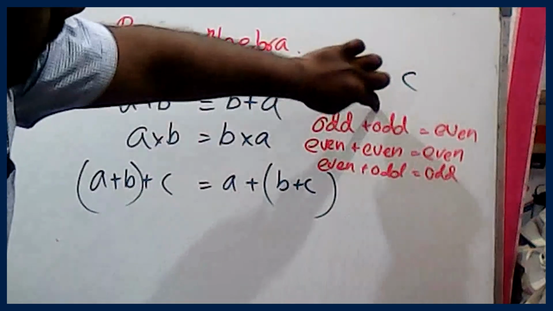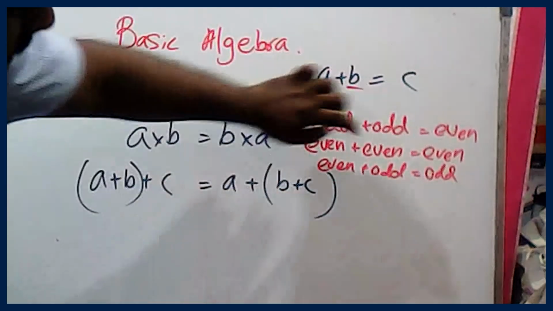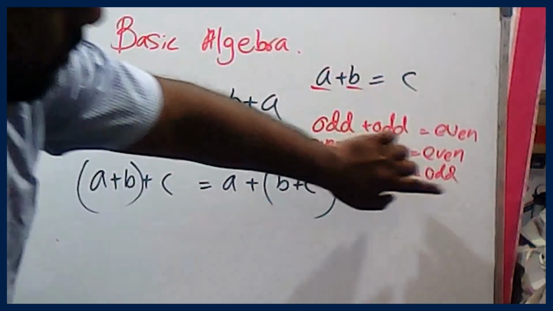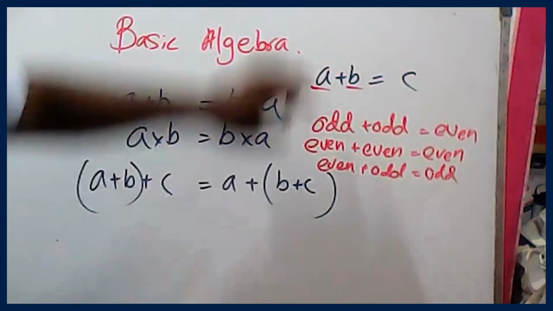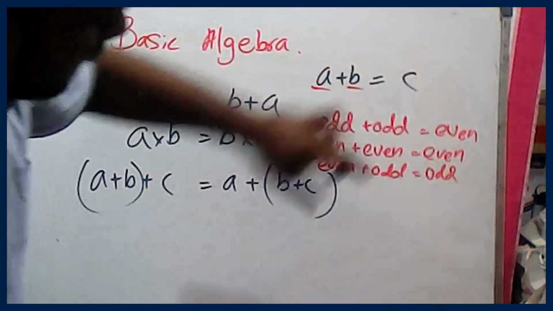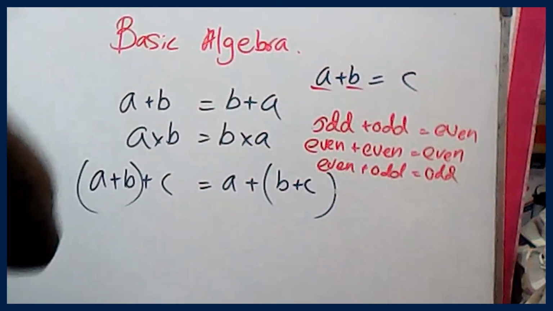Odd plus odd: 1 plus 1 is equal to 2. 2 plus 2 is equal to 4. 2 plus 1 is equal to 3. So that is what odd plus odd is equal to even, even plus even equals even, and even plus odd equals odd. So these are the things.